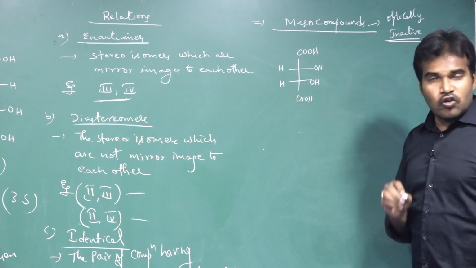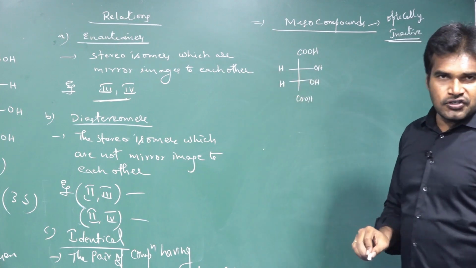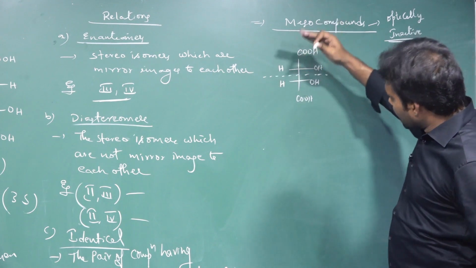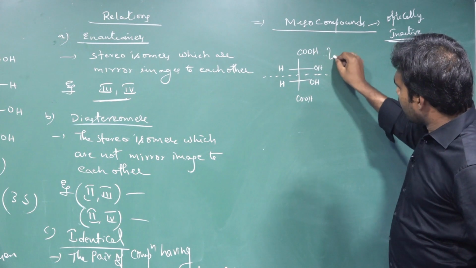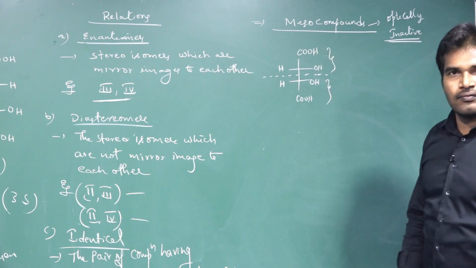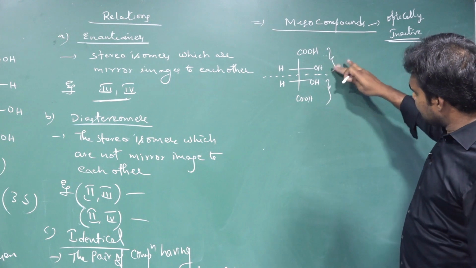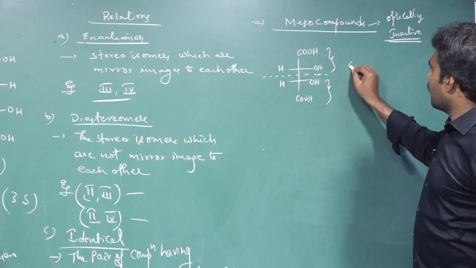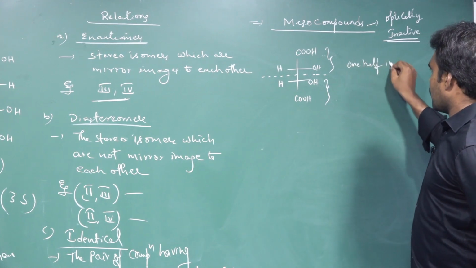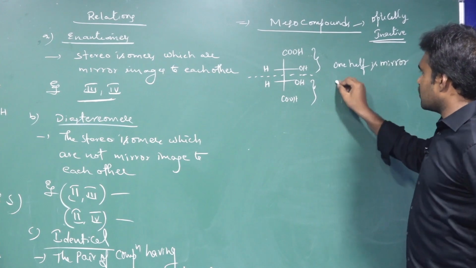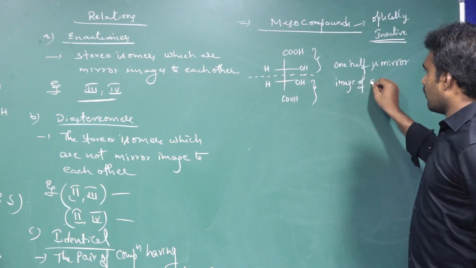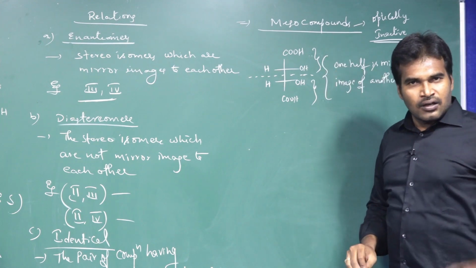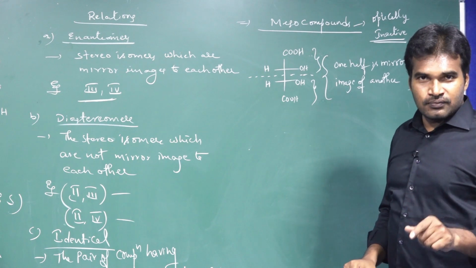See, a meso compound is nothing but a compound in which, see the above part and below part, one half is a mirror image of the other half. Then that compound we call a meso compound. So if one half is a mirror image of the other, then that compound is a meso compound.